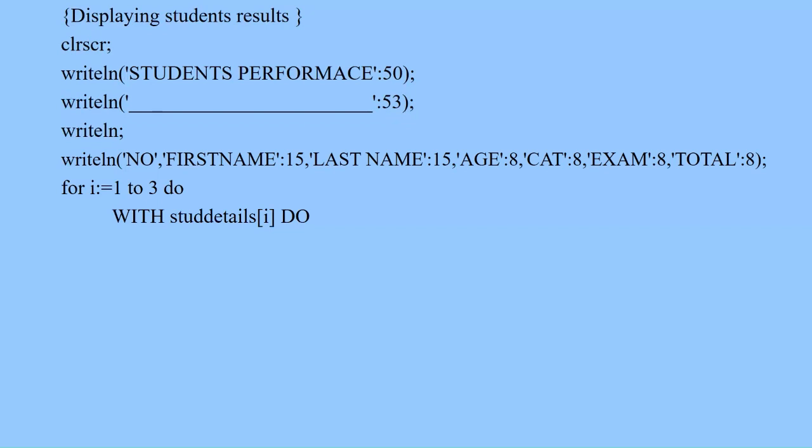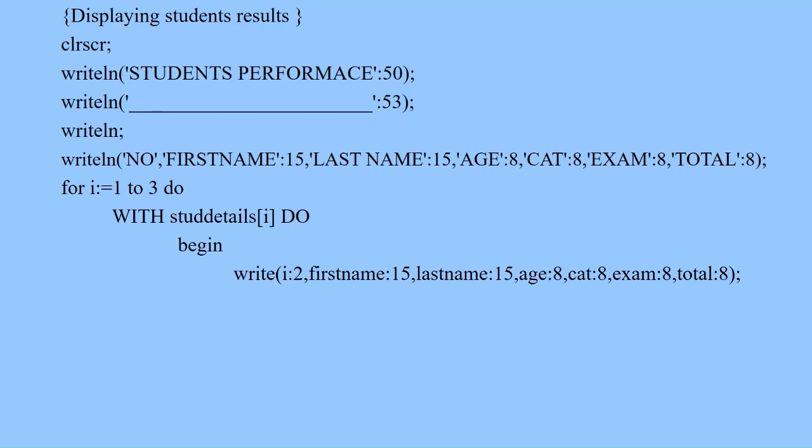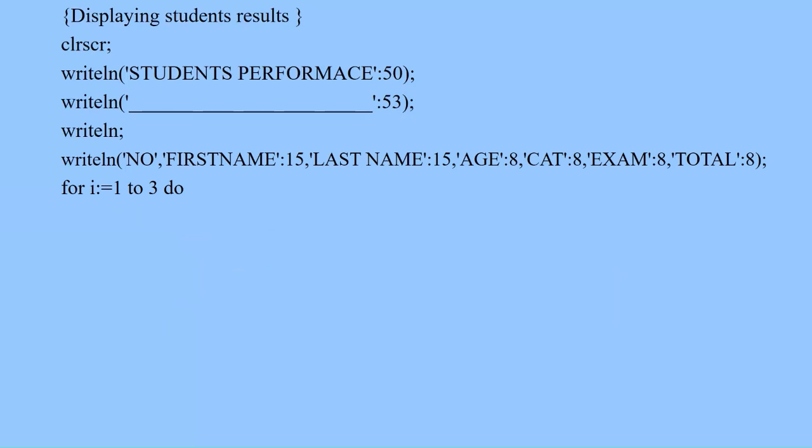Yes. So we do the following. With the student details 1, do. So we begin. We write out first name or I, that is the number, first name, last name, age, cat, exam, and total, formatted as follows. So this statement will pick the content in the various members for first name, last name, age, cat, exam, and total. For the first record, write out a blank line, and then increment the value of counter by 1.